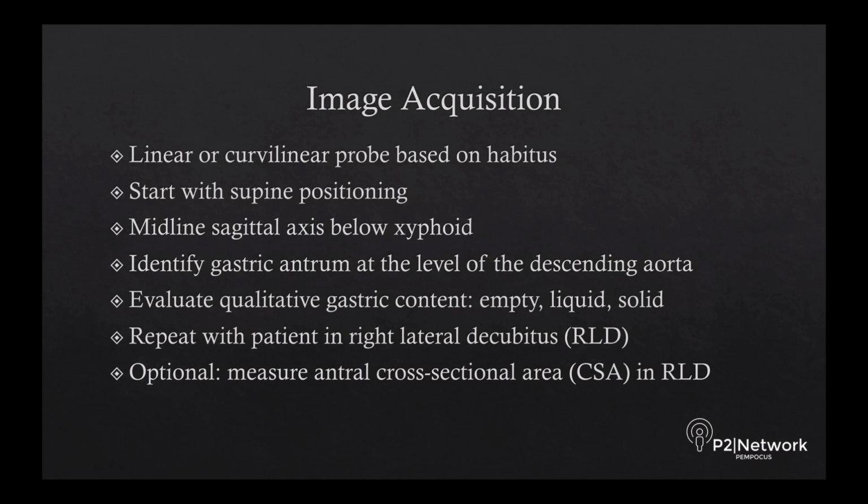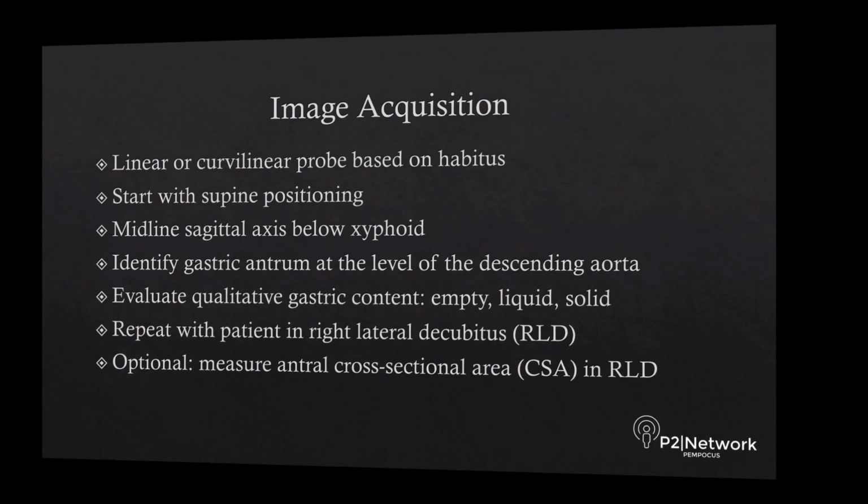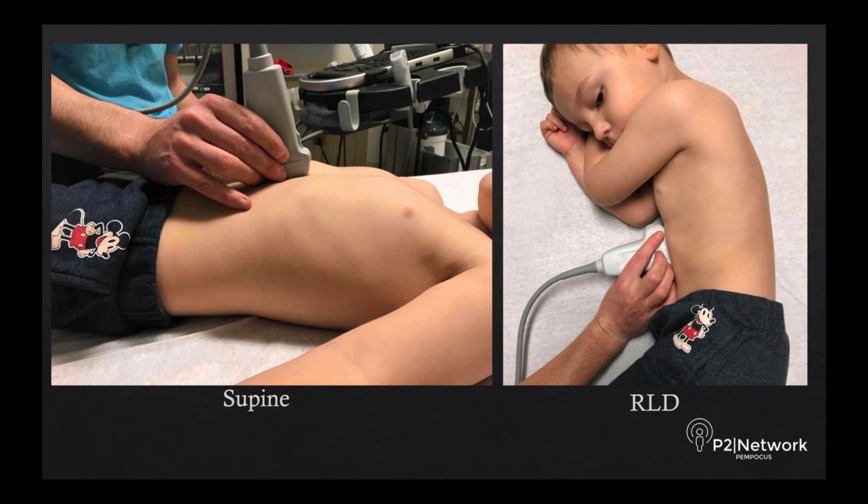You can repeat this exact same evaluation after you have your patient roll over to the right lateral decubitus position. And then for patients you want to do a quantitative evaluation, you can measure the antral cross-sectional area in the right lateral decubitus position to quantify gastric volume. Here we have our patient in both supine and right lateral decubitus position. The transducer is placed again in the sagittal axis just below the xiphoid process.